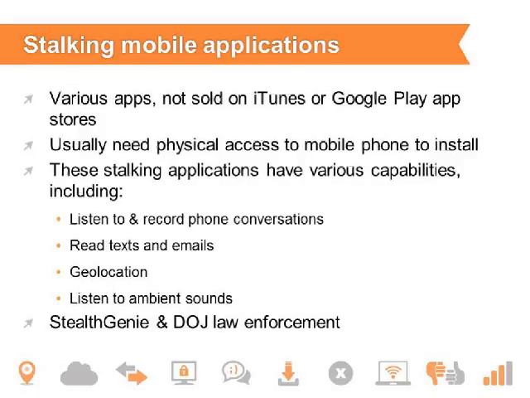These are known colloquially as stalking apps. These are various applications for mobile phones or mobile devices that are not sold on iTunes or Google Play. What happens is the stalker or the abuser buys the application on the application's website, which is separate and apart from iTunes or Google Play, and then they can install that on the victim's phone. You usually need physical access to the mobile phone or device to install these applications. The majority of these applications have various capabilities, which are all very creepy and scary. They can listen and record phone conversations. They can read texts and emails, give you geolocation information, listen to ambient sounds through the microphone of the device, or even take pictures remotely through the device.